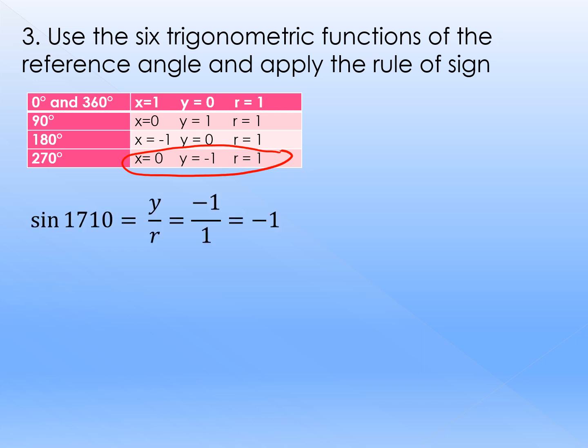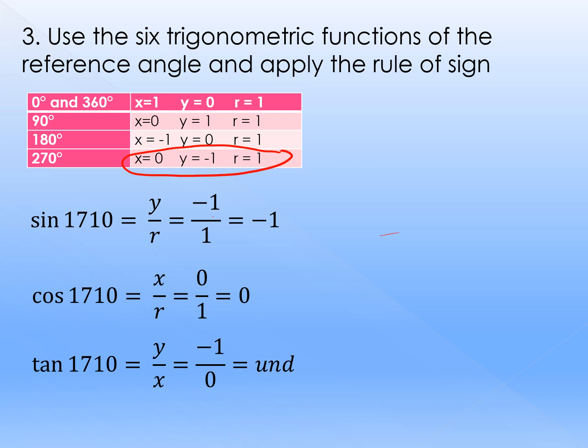For sine 1710 degrees, we're going to apply y over r. Instead of writing y, we're going to write negative 1, and instead of writing r, we're going to write 1. Negative 1 divided by 1 is equal to negative 1. For cosine 1710 degrees, instead of writing x, we're going to write 0, and instead of writing r, we're going to write 1. 0 divided by 1 is equal to 0.